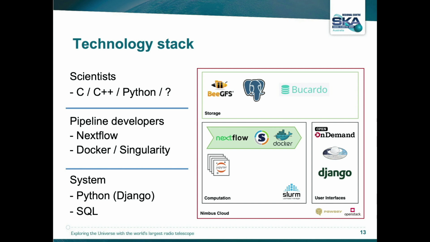So the technology stacks that are required for different types of users are completely separate, so scientists can use whatever tools they want for writing their code. Developers of pipelines in this system just need to understand how to use Nextflow and to containerize applications, and then your system administrators have to understand how to maintain the Django ORM or interact with SQL to maintain the database.